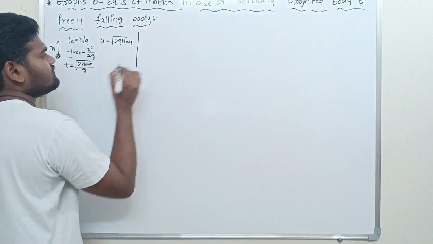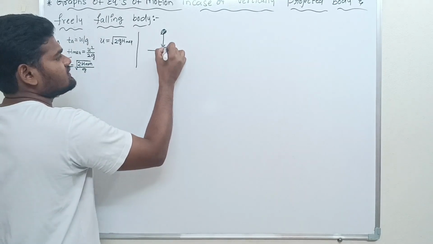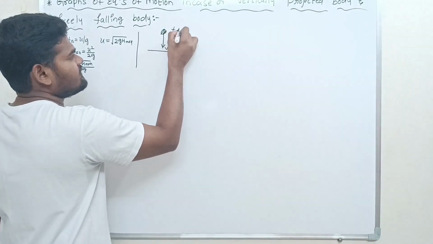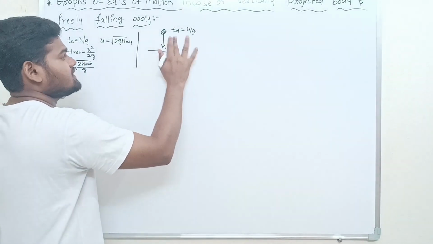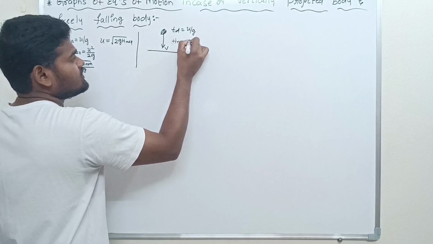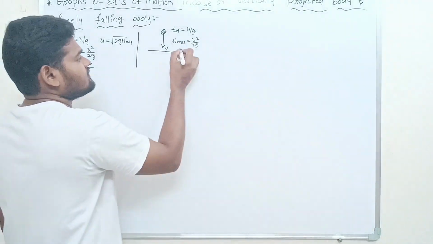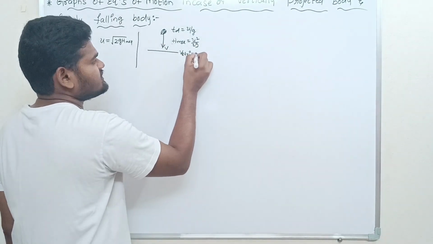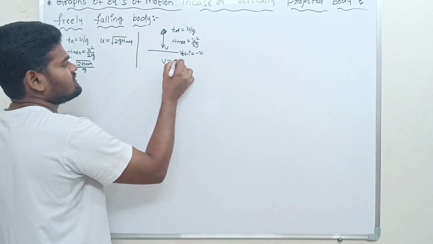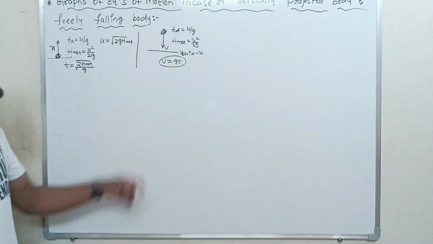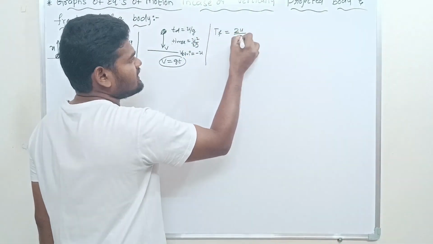In case of a freely falling body, its final velocity is v, and the time of descent is again u by g, and the displacement value is the same. That means h maximum is equal to u square by 2g. So velocity of striking is equal to minus u. Again, final velocity v is equal to gt. What is the time of flight we got? Time of flight is equal to 2u by g.